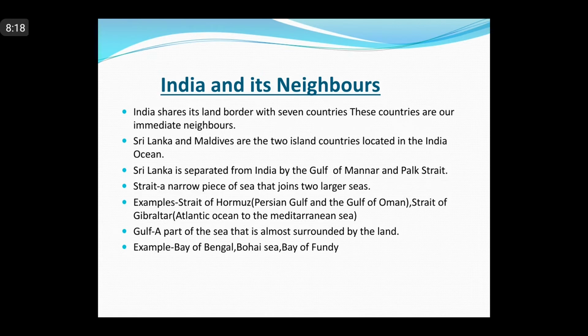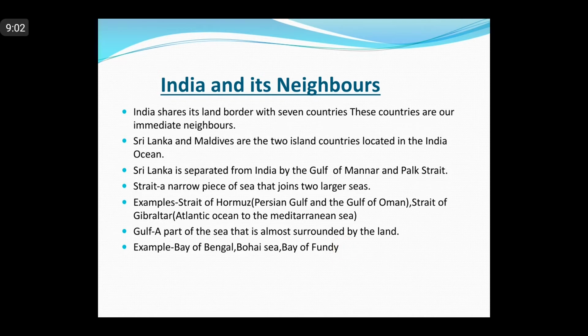A strait is in fact a narrow piece of sea that joins 2 larger seas. For example, the Strait of Gibraltar and the Strait of Hormuz. The Strait of Hormuz lies between the Persian Gulf and the Gulf of Oman, and the Strait of Gibraltar connects the Atlantic Ocean to the Mediterranean Sea.